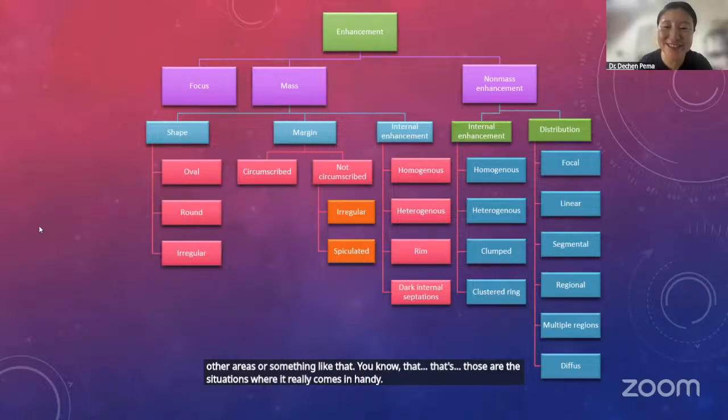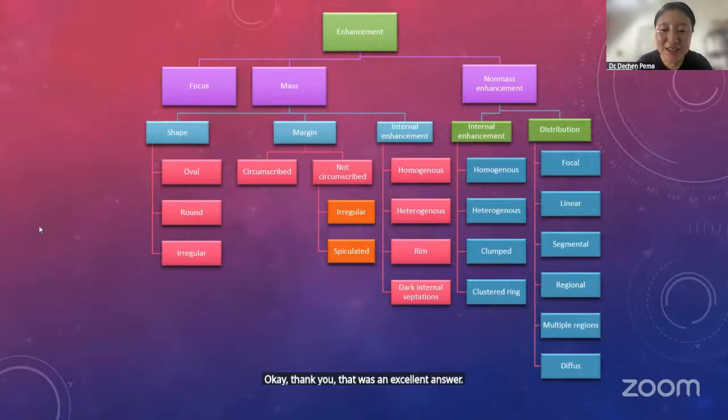Okay, thank you. That was an excellent answer. Another question is, how would an intraductal papilloma appear on breast MRI?